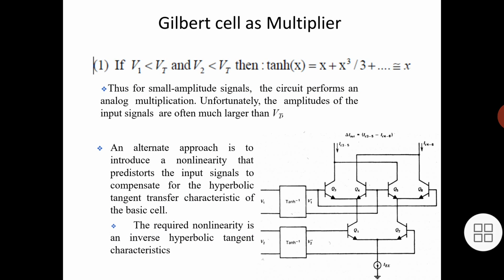Gilbert cell as a multiplier. You can see the equation. If V1 is much less than Vt and V2 is less than Vt, then tanh of x is equal to x minus x cube by 3, etc. Thus, for small amplitude signals, the circuit performs an analog multiplication. Unfortunately, the amplitudes of the input signals are often much larger than Vt. An alternate approach is to introduce a nonlinearity that pre-distorts the input signals to compensate for the hyperbolic tangent transfer characteristics of the basic cell. The required nonlinearity is an inverse hyperbolic tangent characteristic.